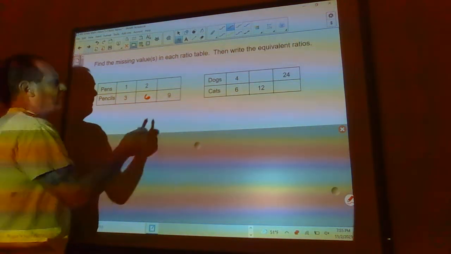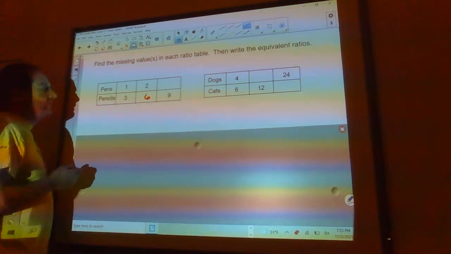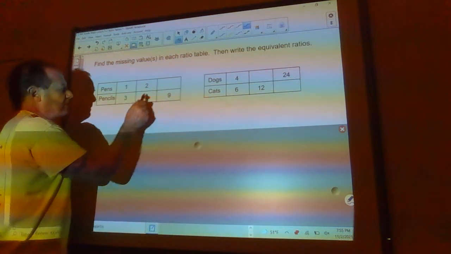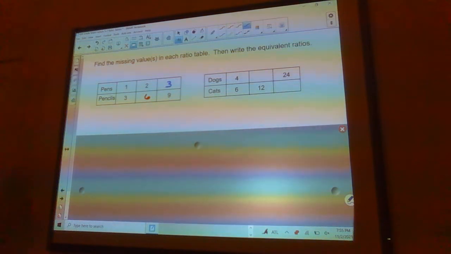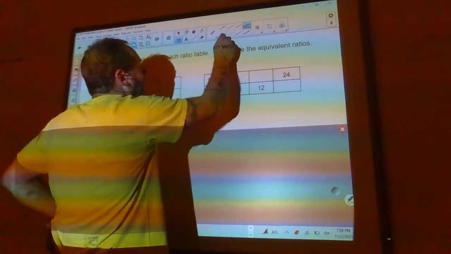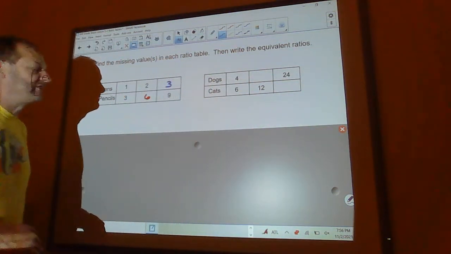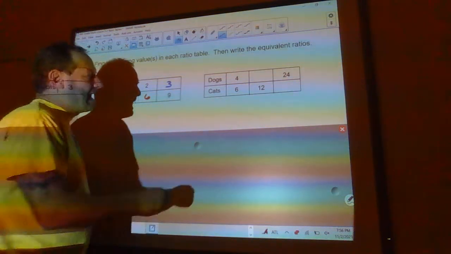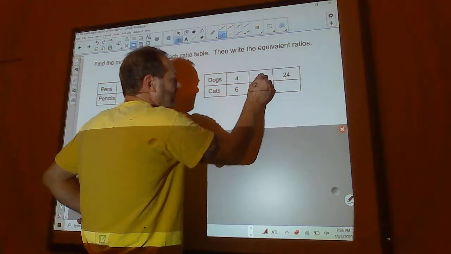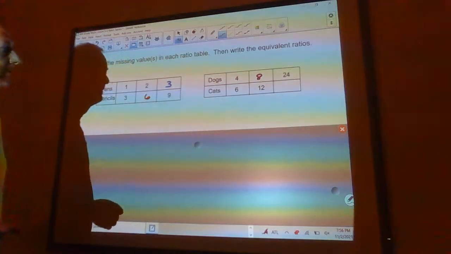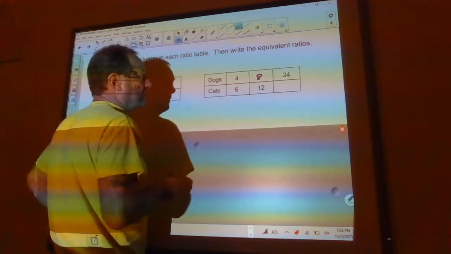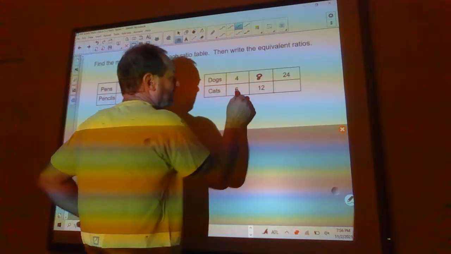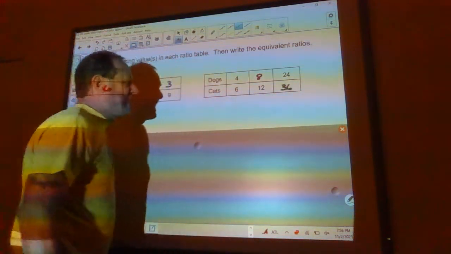Then over here, if I want to find this value up here, the number of pens, if I have 9 pencils, well, 3 times 3 is 9, so 1 times 3 is 3. Over here, I have 4 dogs to every 6 cats. So if I have 12 cats, well, 6 times 2 is 12, so 4 times 2 is 8. And then if I have the same ratio, but I have 24 dogs, well, 4 times 6 is 24, so 6 times 6 would mean I would have 36 cats.